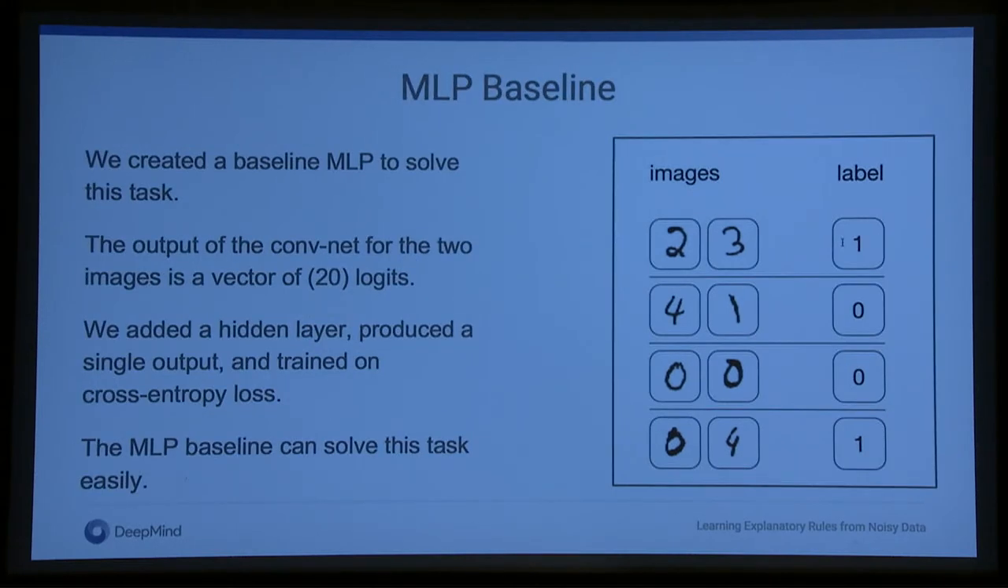So first we created a baseline neural network to solve this task. This was just a standard convolutional net which was fed in the two MNIST images and then had a vector of 20 digits, fully connected layer, and then outputs are 1 and a 0. And we train this on lots and lots of pairs of images. Now, if you give it lots and lots of examples of every single pair of numbers, then the neural network baseline can solve this task quite straightforwardly.